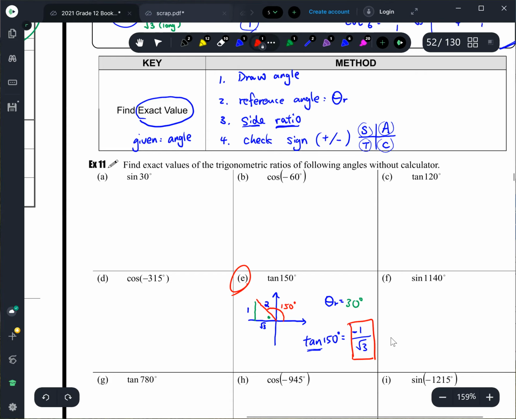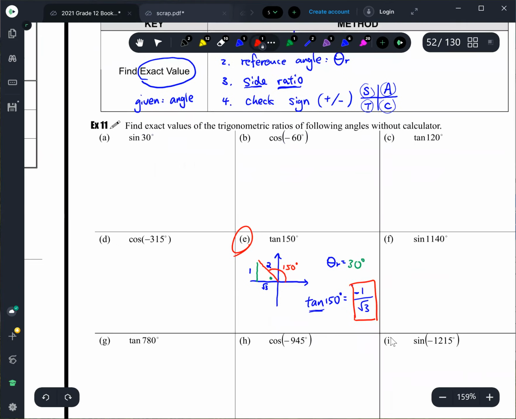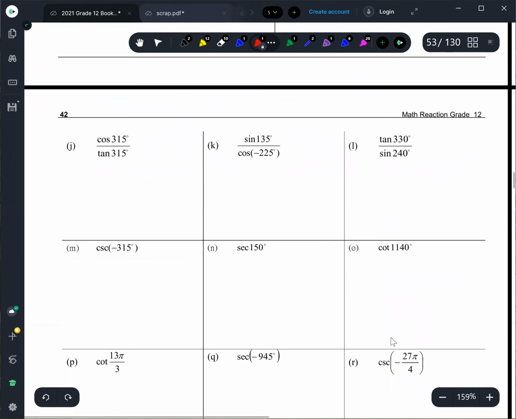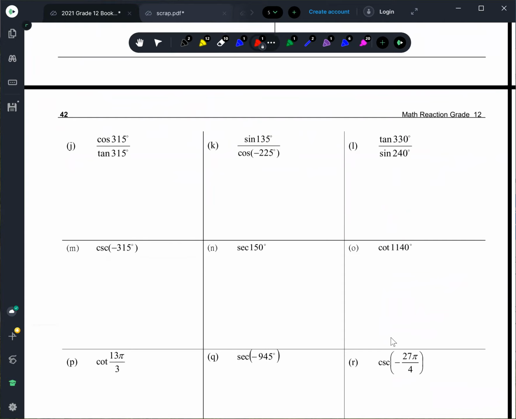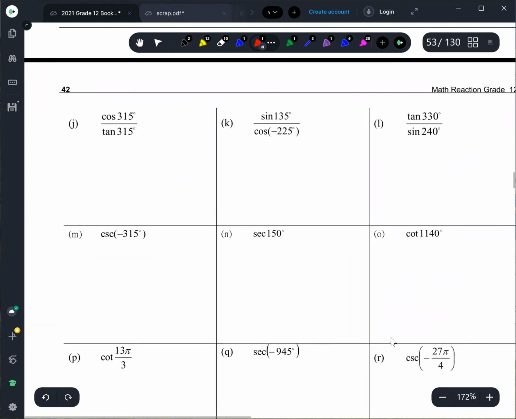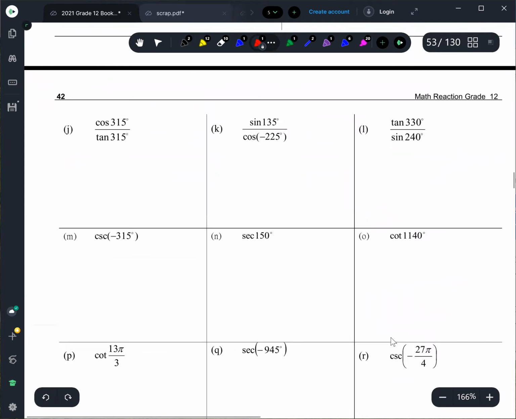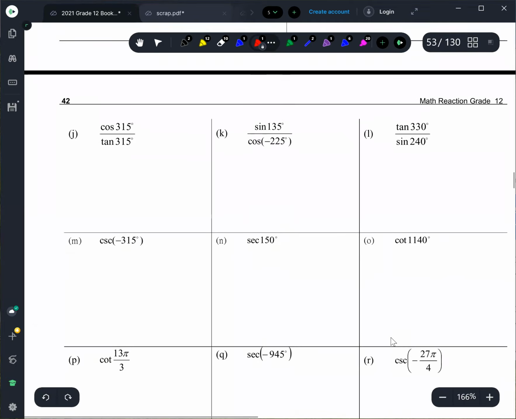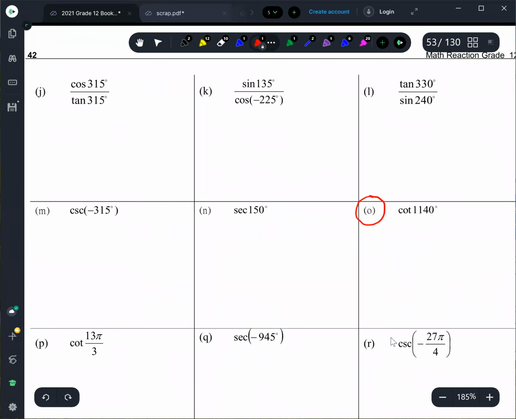Okay, right, so let's do another one. We have done tangent. Let's pick something that we haven't seen before. Let's do cosecant. Cotangent, okay, cotangent. So question O on the next page. Would that be too challenging? 1140. It makes a lot of turns.